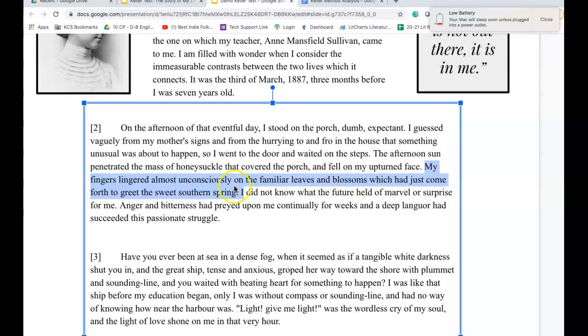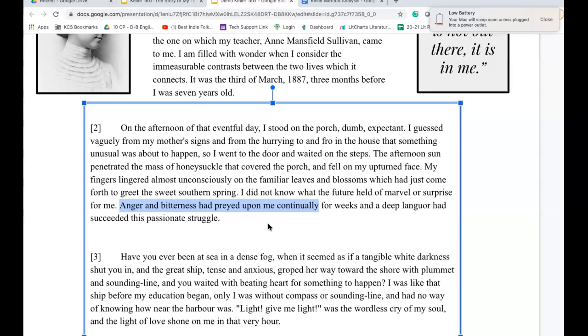And blossoms which had just come forth to greet the sweet southern spring. This is what we call alliteration, the consonant sounds that are repeated, like Sally sold seashells on the seashore. And it has like a musical quality. It makes the reading of it more pleasant. And then, as I said before, a lot of rap lyrics use alliteration. A lot of cheerleaders use alliteration a lot too. The next line here, anger and bitterness had preyed upon me continually. That's another example of personification.